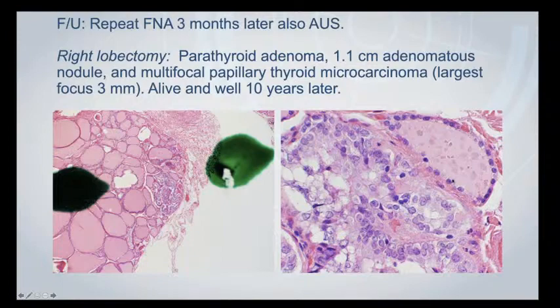Here is a little bit of that adenomatous nodule, the normal thyroid follicular cells, and side by side, a beautiful histologic correlate to what we saw on the FNA. So clearly, they sampled just a tiny bit of this microcarcinoma as part of this adenomatous nodule.